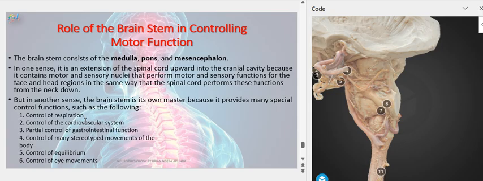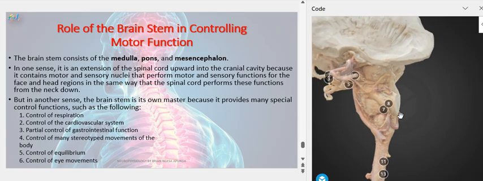These are the control of respiration, control of the cardiovascular system, and partial control of gastrointestinal function. To an extent, we are able to see some of the reflexes within the GIT being well coordinated in this particular area. Many of the stereotyped movements, so movements with no major goals, can also arise from the medulla oblongata. It also controls equilibrium and eye movement. So this is a summary of how these different parts of the brainstem are likely to work. And there is another important thing you need to realize with the brainstem.